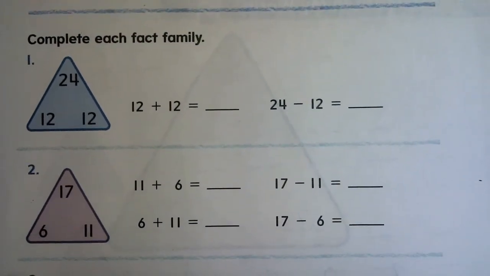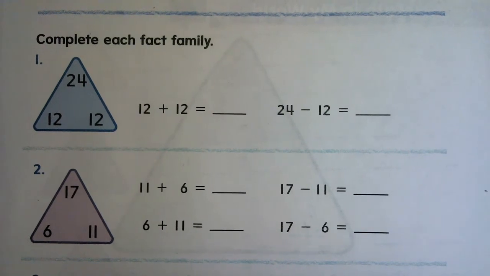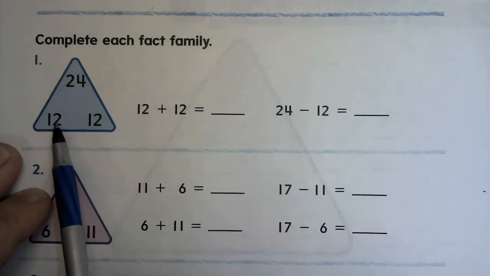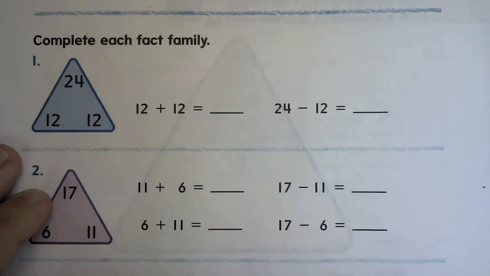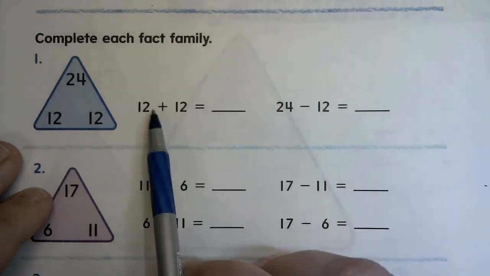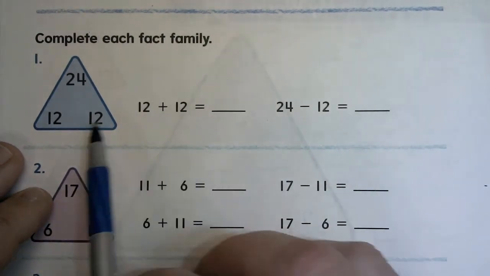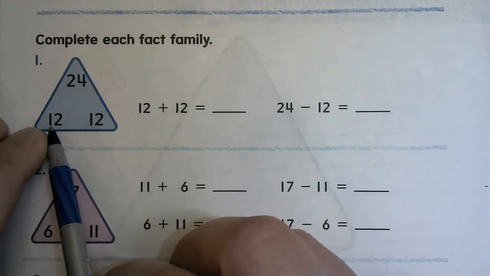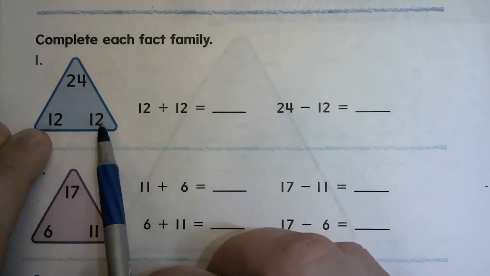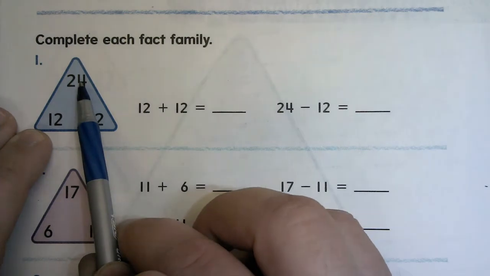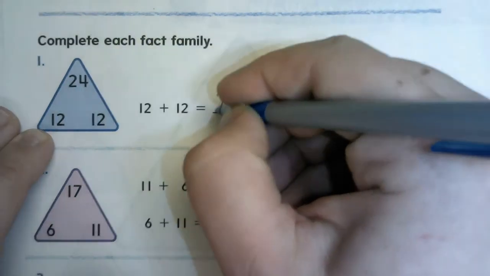Well, let's go ahead and move down here to number 1. And number 1, I've got 12, 12, and 24. So when my first one says 12 plus 12 equals, I'm going to start in one corner, slide across, so 12 plus 12 equals, and I can go up to 24.